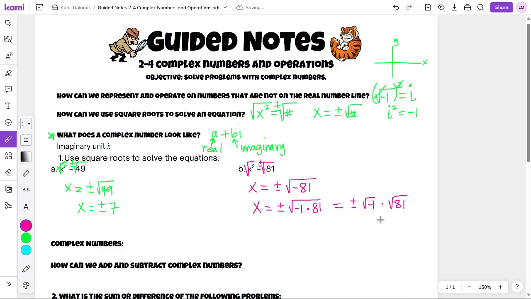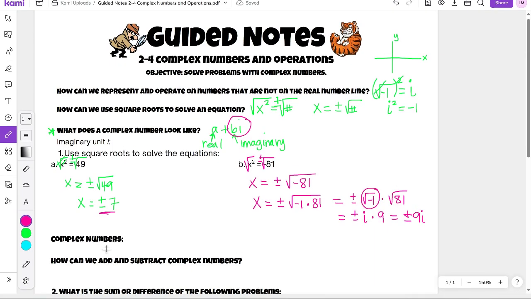When I multiply radicals or square roots together, I multiply what's underneath. I multiply the outside stuff also, but I multiply what's underneath. And so I can split this so that it looks like this. The square root of -1 is i. So I have plus or minus i, and then the square root of 81 is 9. So plus or minus 9i. Right, so that doesn't have a real part. It just has the imaginary part of this complex number. This one, just the real part, no imaginary part.